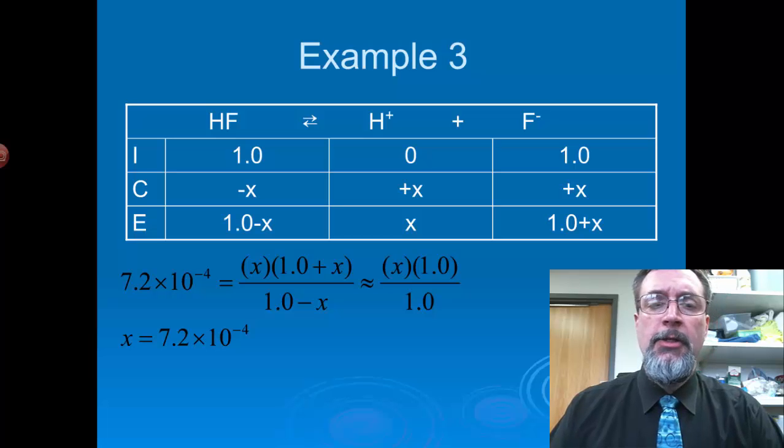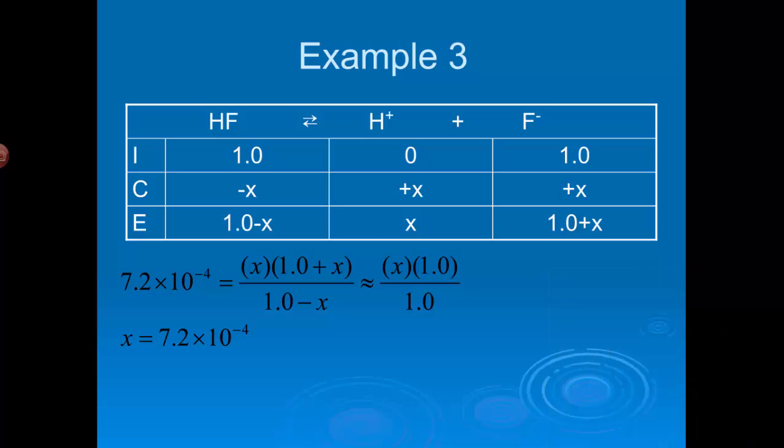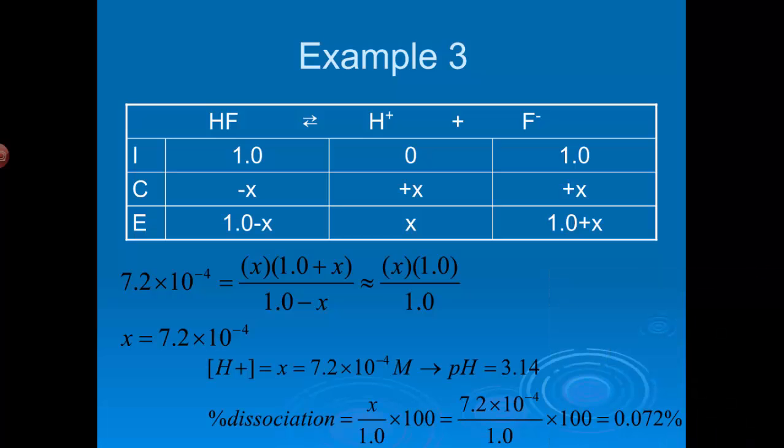I put that into my expression for Ka, which is the concentration of H+ times the concentration of F- over the concentration of HF. I make the approximation. I'm assuming that because my Ka value is on the order of 10 to the minus 4, x is going to be very, very small. And what I end up with is that x is equal to 7.2 times 10 to the minus 4. That's the concentration of H+ at equilibrium. That means my pH is 3.14.